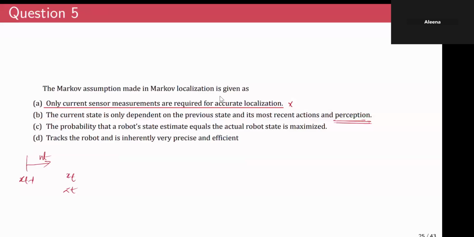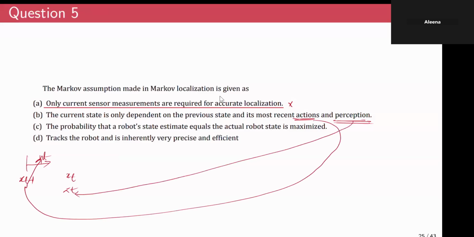Anything related to the external sensors, we call it perception. And this action corresponds to the inputs that you are giving to the actuators, ut. Perception is zt. And the previous state is xt minus 1. And the current state is given as xt. So that does indeed seem to be valid for Markov localization, so that statement is true.